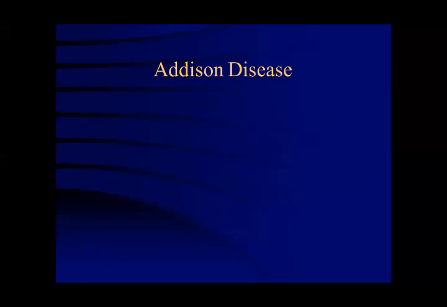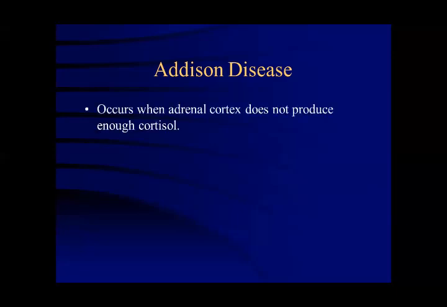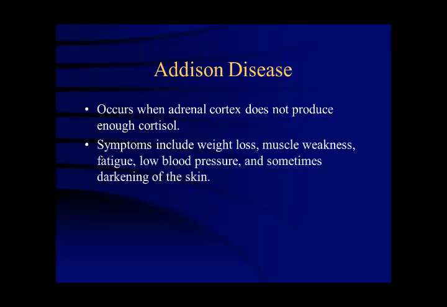Number 2 is Addison disease. I told you that this occurs when the adrenal cortex does not produce enough cortisol and aldosterone. When there is excessive production of cortisol, it causes Cushing syndrome. When there is a decreased amount of cortisol, it causes Addison's disease. So Addison disease is when there is underproduction of cortisol.